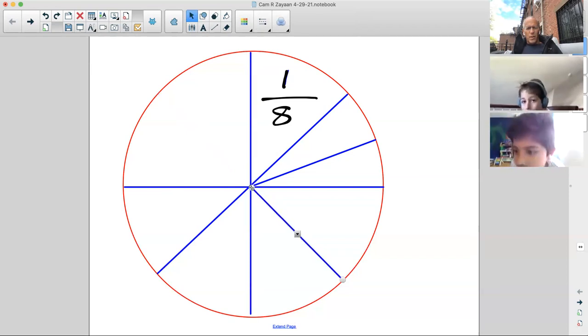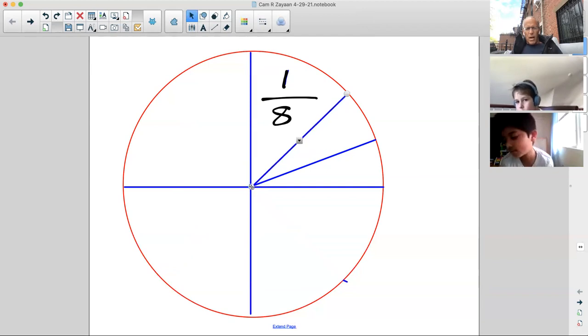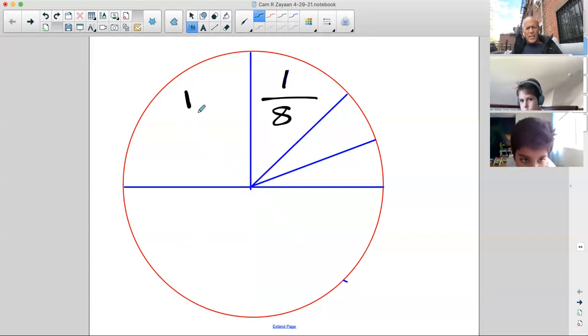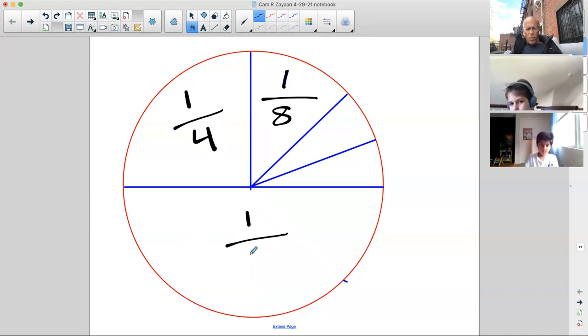And you know what we're going to do here? We're going to do this. I think you guys are really going to like this. Look at what I've done, guys. So now this is 1/4. This is 1/2. If this is a half, and half of that is a quarter, and half of that is an eighth, what is half of an eighth?